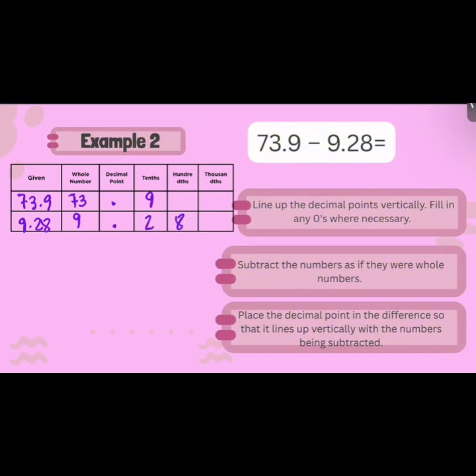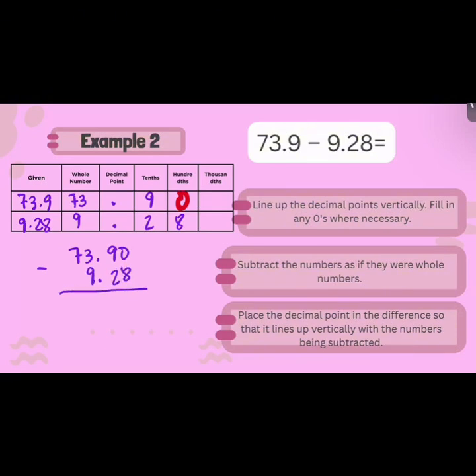Okay, so fill in any zeros where necessary. Since both have tenths, pero si minuend natin ay walang hundredths, then we are going to put 0 kay hundredths. So again, kailangan pareha sila na merong tenths and hundredths. It depends sa ating given. They should both have the same number of decimal places. So now let's proceed with subtraction of decimals. Let's rewrite it vertically: 73 and 90 hundredths minus 9 and 28 hundredths.